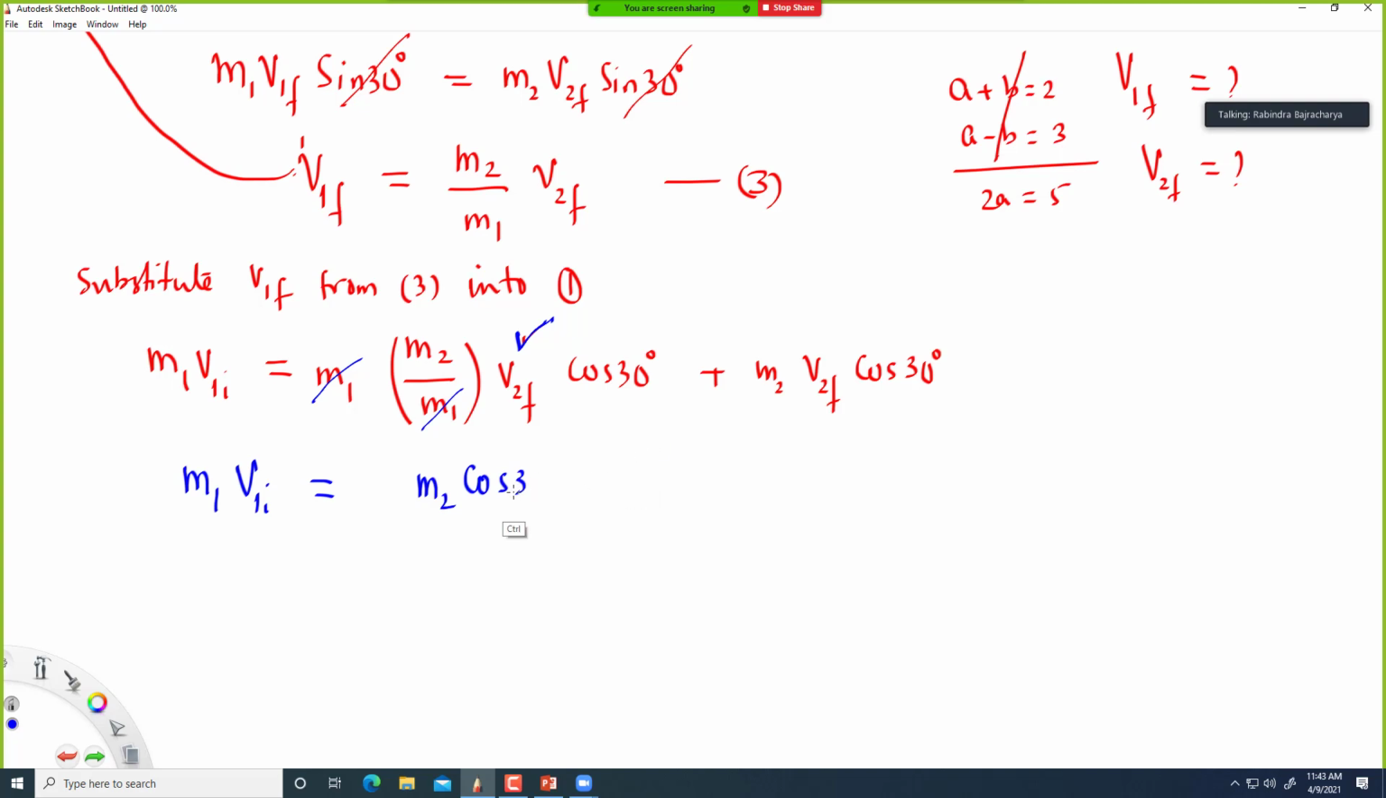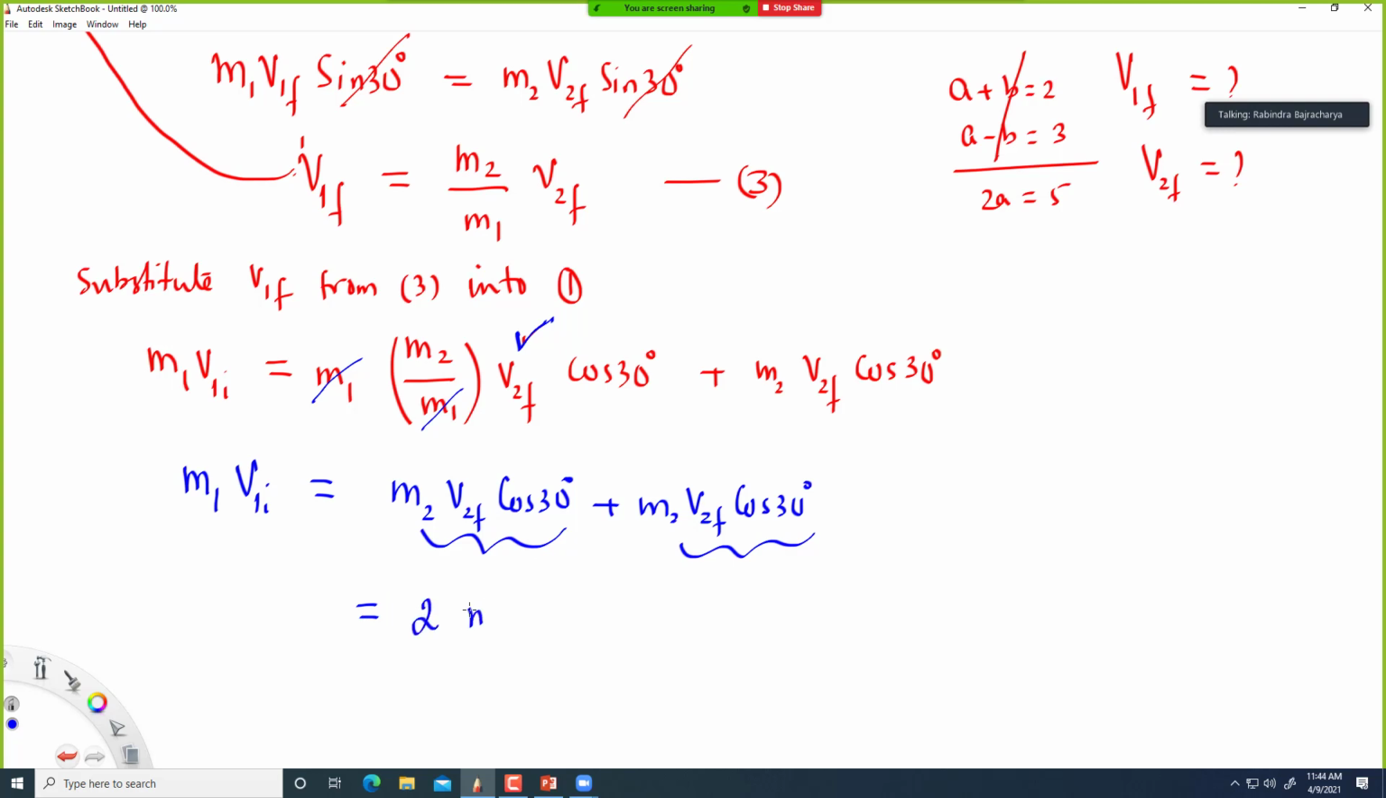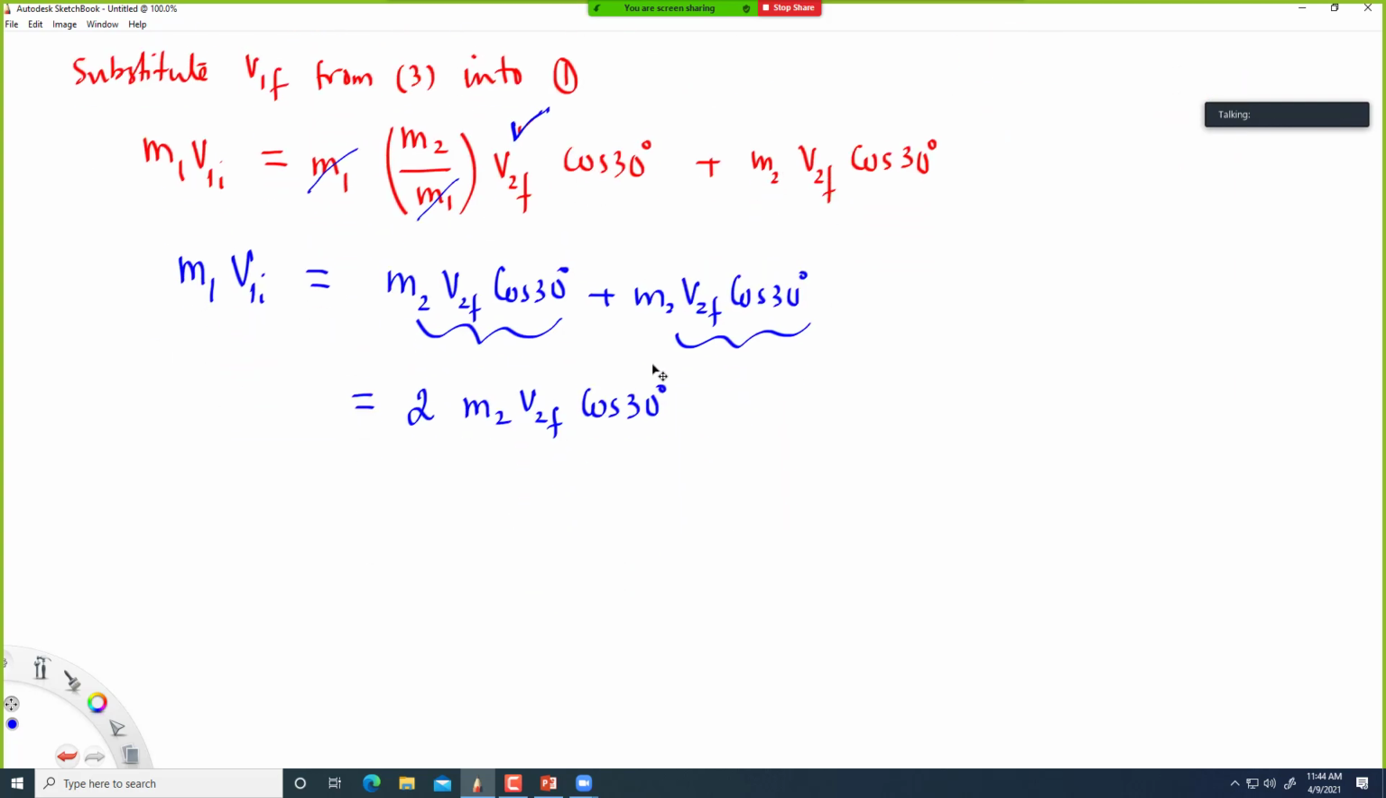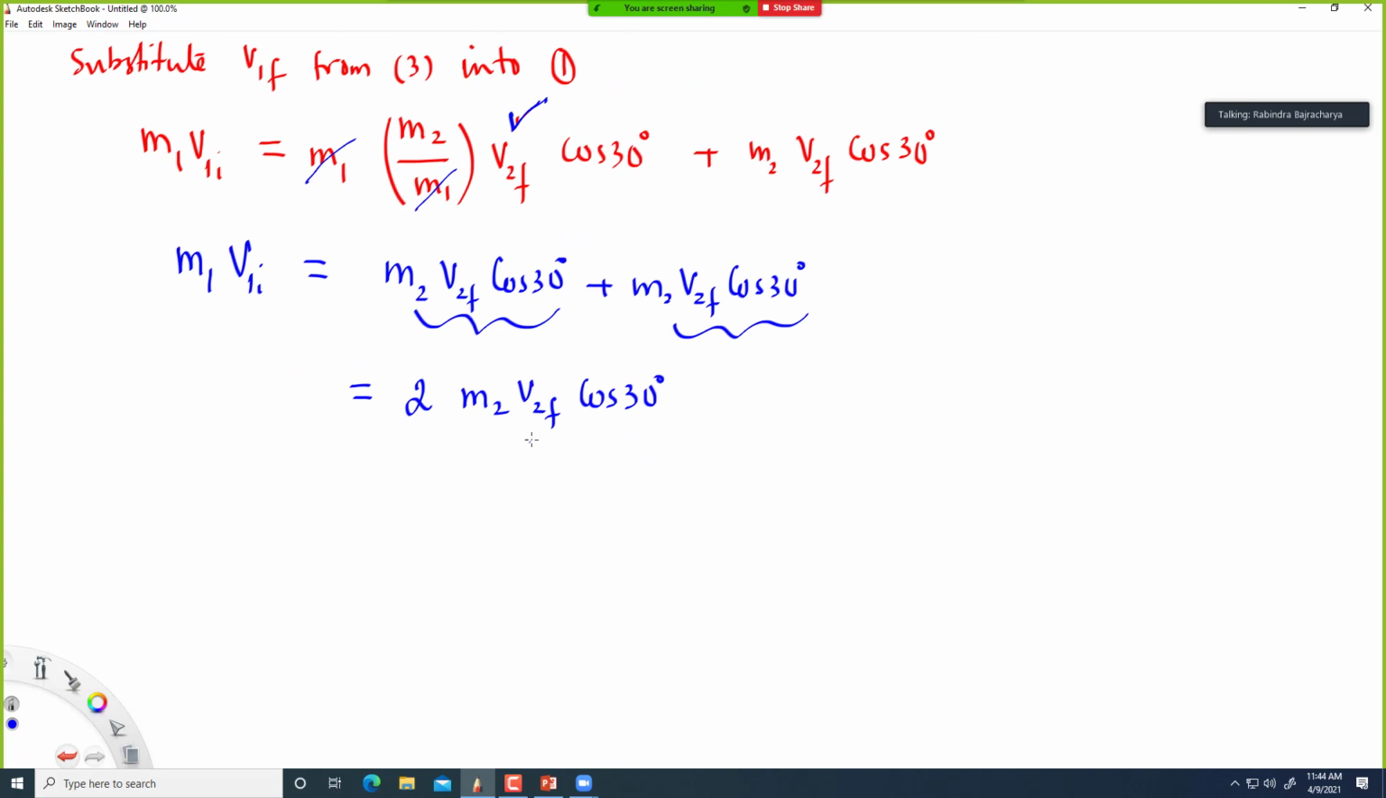Okay, so let me just add. Let me rewrite that, and then you'll see they are same. M2 V2F cosine 30 degrees plus M2 V2F cosine 30 degrees. It's the same thing. So when you have two same things, you can add them. So this is 2 times the same thing, M2 V2F cosine 30 degrees. So now you express this in terms of V2F.